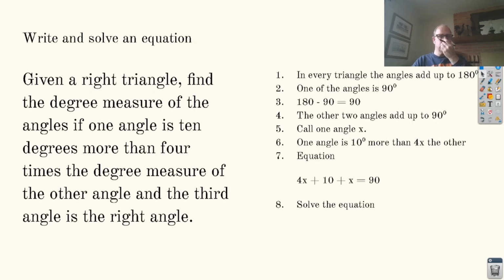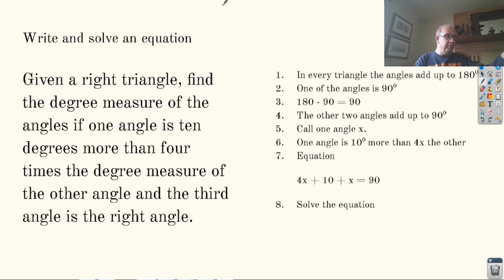Okay. Try another equation. I know we're 12 minutes in already, but we're just going to do one more because these are tough. Given a right triangle, find the degree measure of the angles if one angle is 10 degrees more than 4 times the degree measure of the other angle, and the third angle is the right angle.